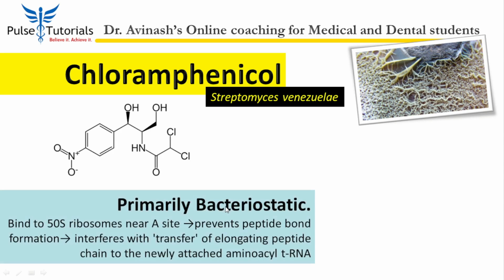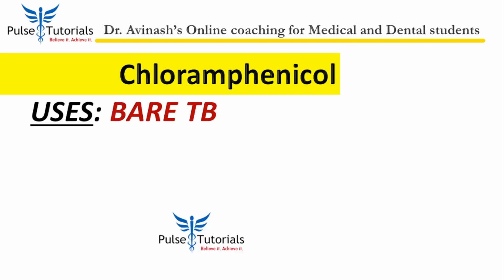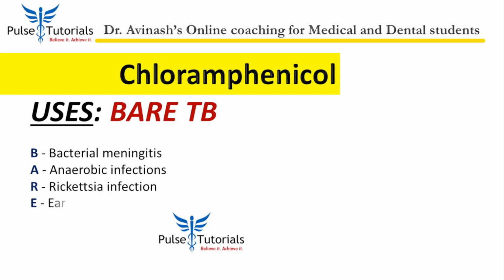It binds with the 50S ribosome and it prevents the transfer of the elongating peptide chain to the newly attached amino acid tRNA, and that causes stoppage of protein synthesis. The easiest way to remember the uses of chloramphenicol is BARE TB. B for bacterial meningitis, A for anaerobic infections, R for rickettsia, E for eye and ear infections, and TB stands for typhoid and brucellosis. Easy, simple.